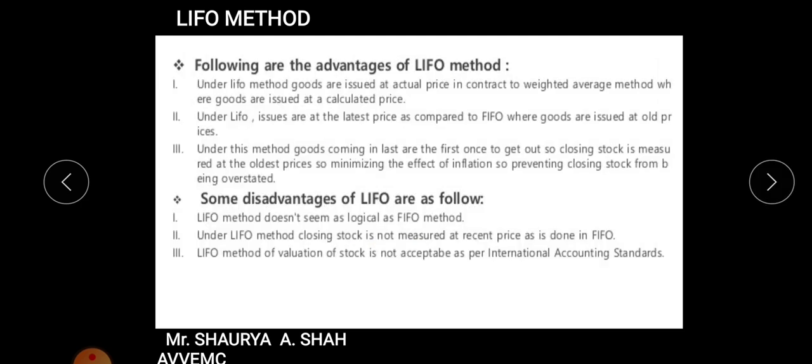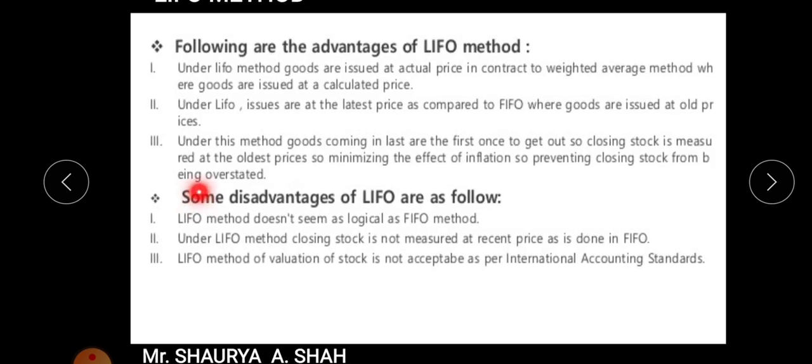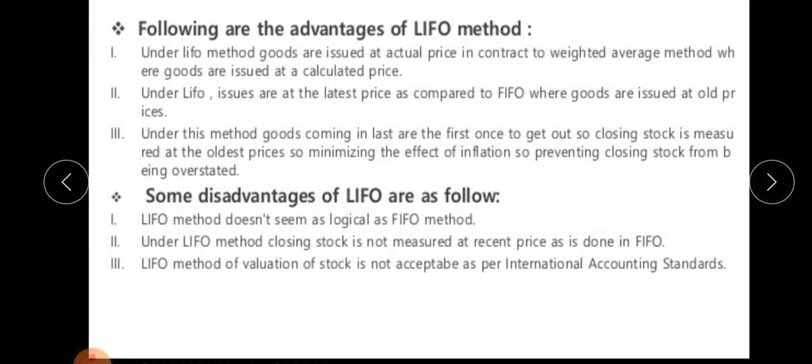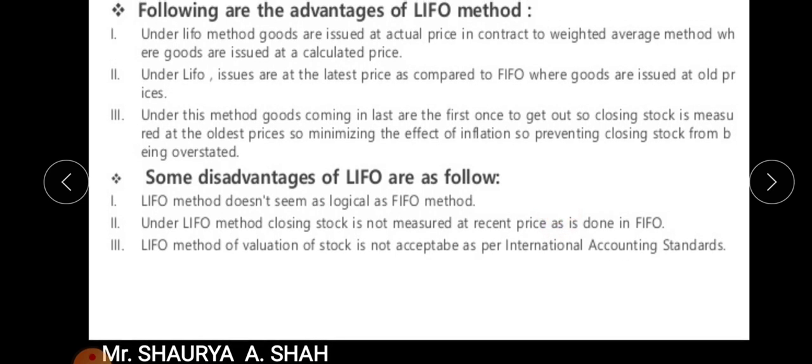What are the advantages of the LIFO method, students, right? Under the LIFO method, goods are issued at an actual price, in contrast to the weighted average method, where goods are issued at a calculated price, right?